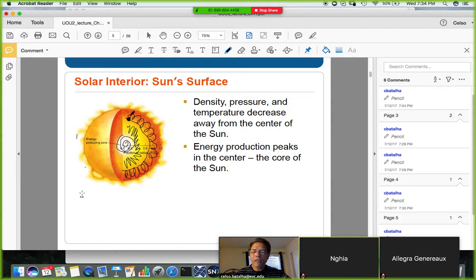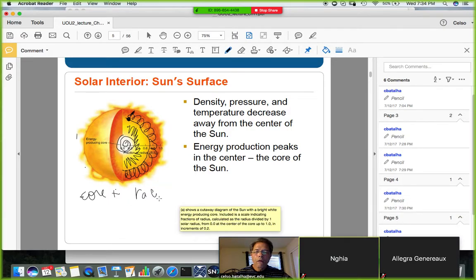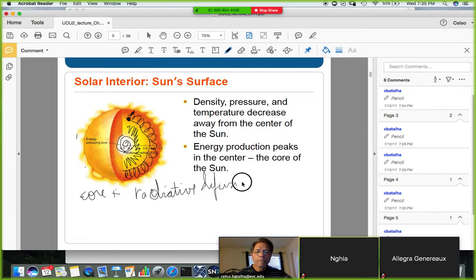You should pay attention to it: core, radiative diffusive shell, and the third one is the convective zone. I had to buy a different stylus. My stylus is bad. Convective zone. There you go.